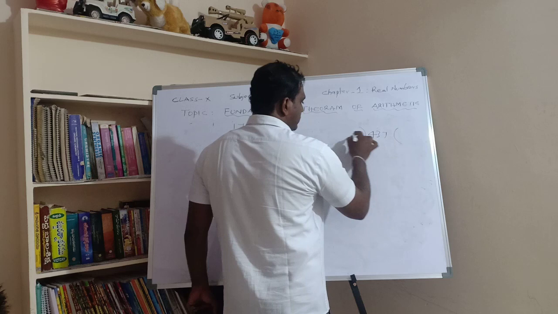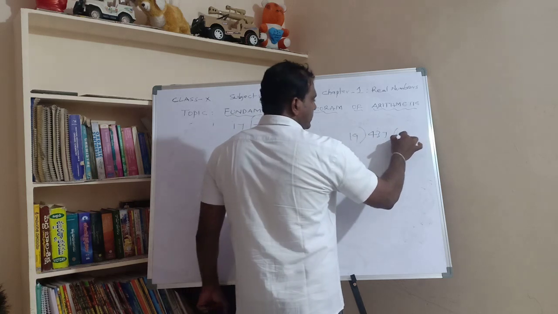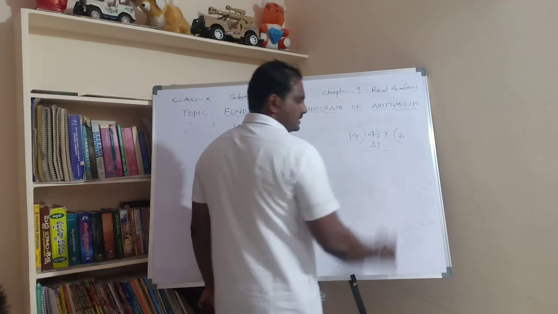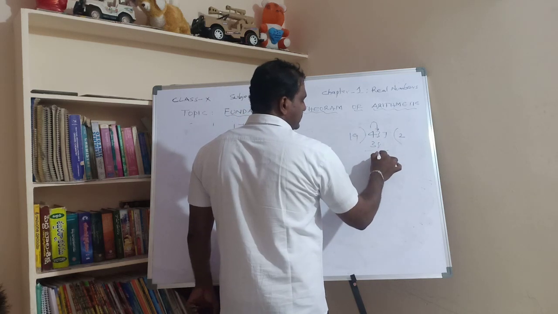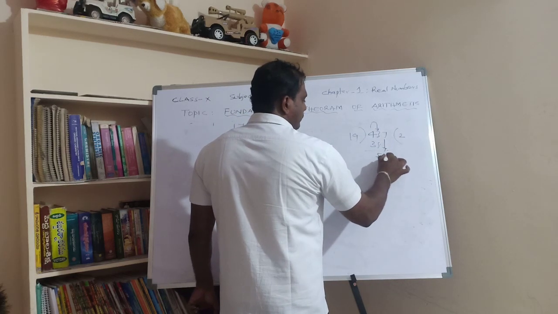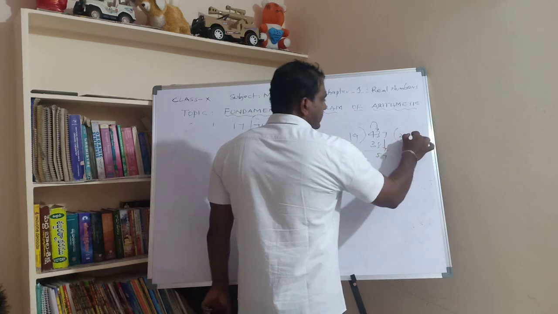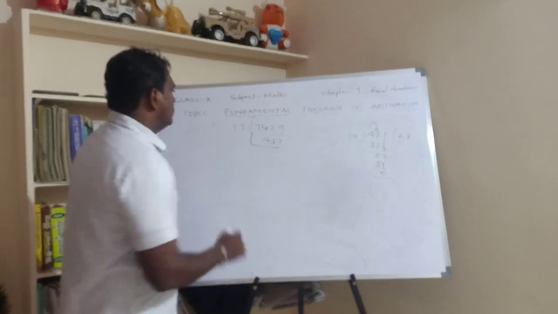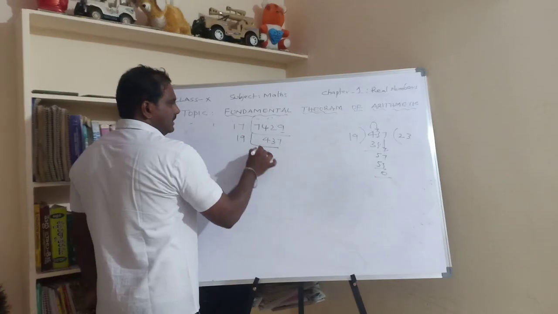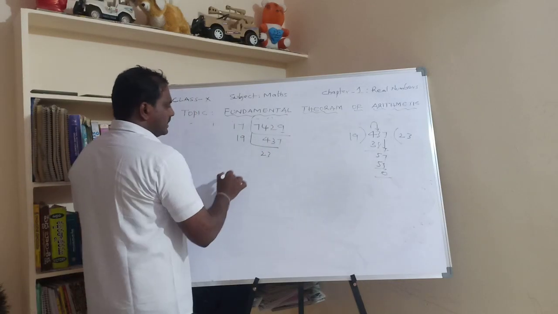437 divided by 19. 19 1s are 19, 19 2s are 38. So 43 minus 38, how much is it? 5. Then 57. 19 3s are 57. So how much? So this one is 19 and 23. Look at this.